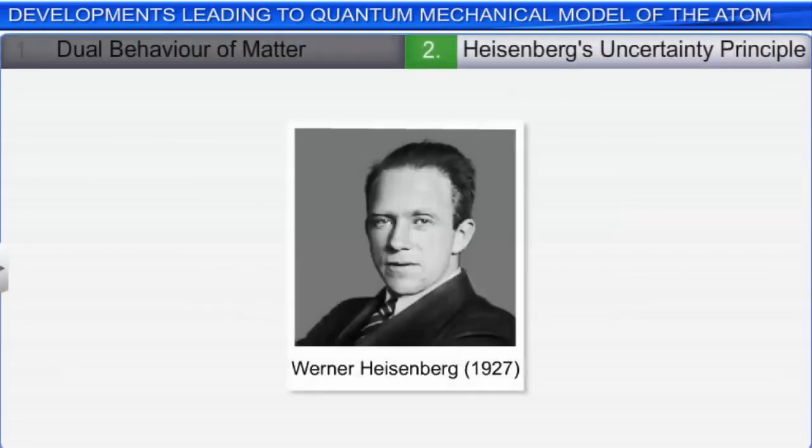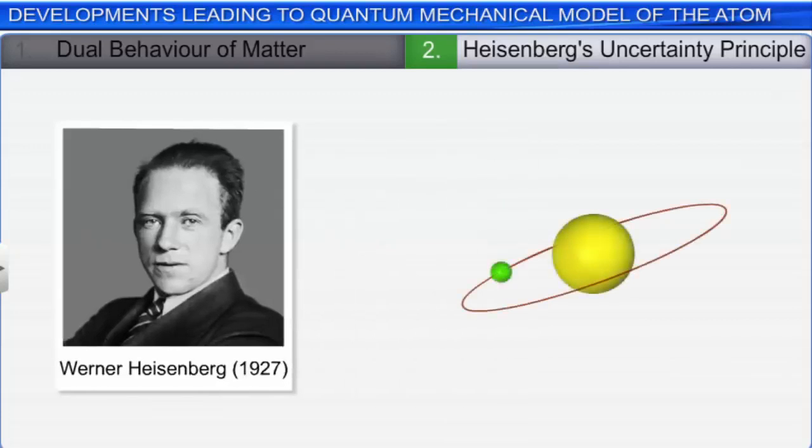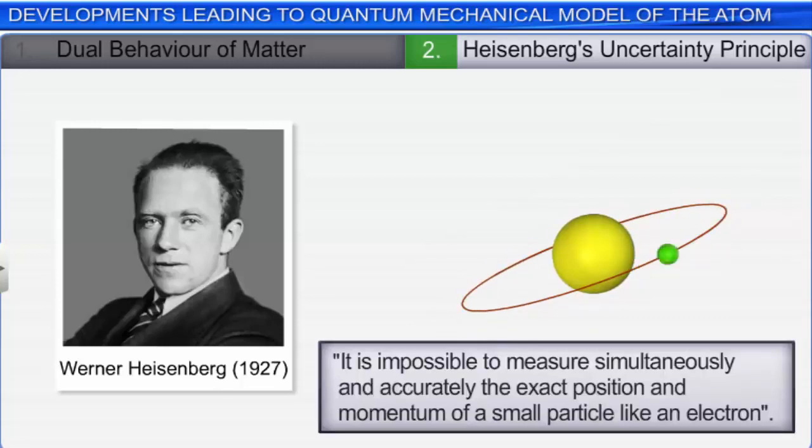In 1927, a German physicist, Werner Heisenberg, took forward the concept of dual behavior of matter and radiation to give a principle about the uncertainties in simultaneous measurements of position and momentum of small particles. He proposed that it is impossible to measure simultaneously and accurately the exact position and momentum of a small particle like an electron.